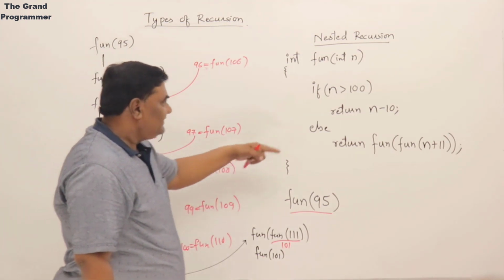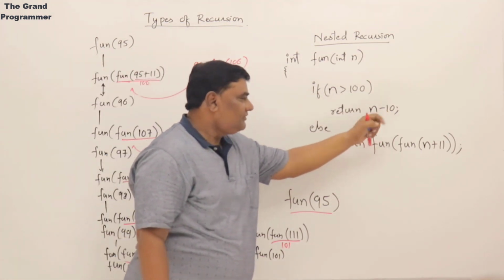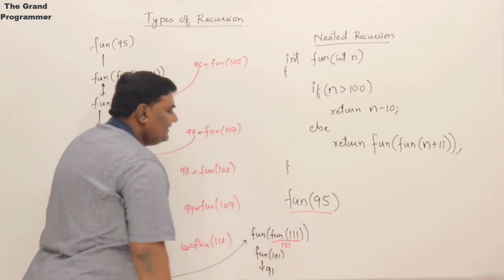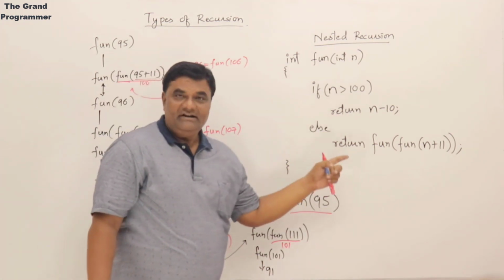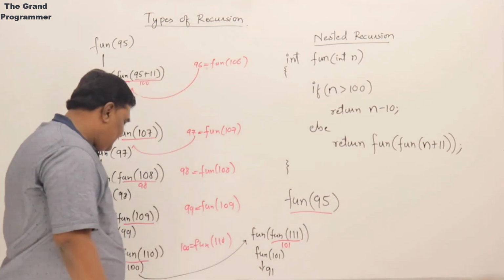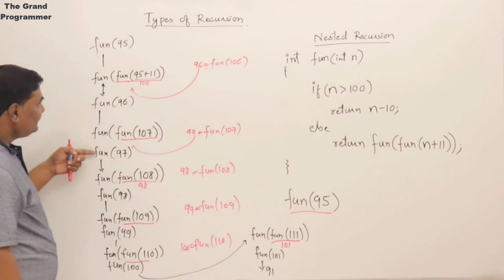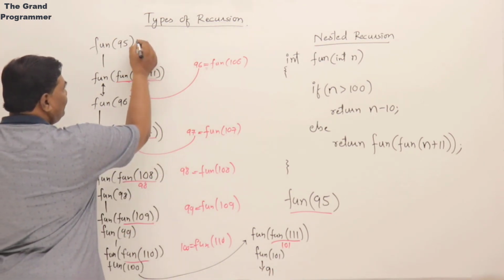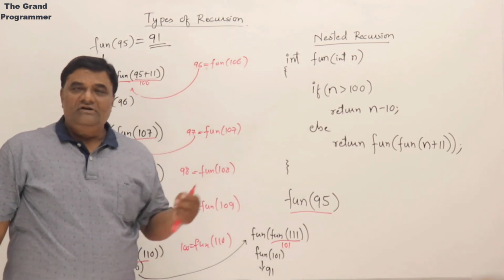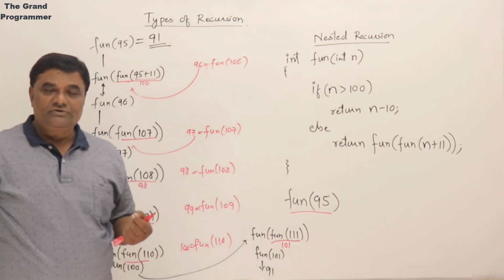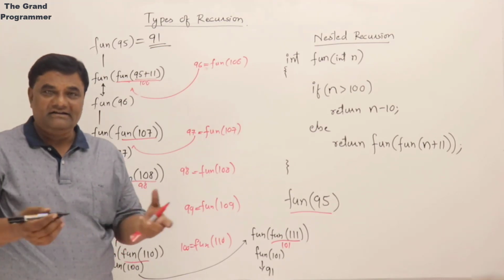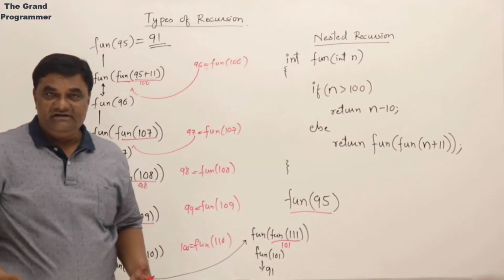Fun of 101, again it is greater than 100, so this will be 101 minus 10, so this becomes 91. Now this time it will not enter into the else part and it will return 91. It goes back to this call and this one and this one and this one. Finally the result of this one is 91. So that's how I have taken one simple example to show nested recursion. Usually nested recursion, if you want to trace them, they expand like anything. It will become a big tree.